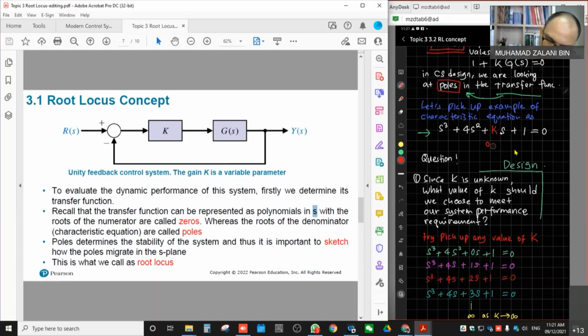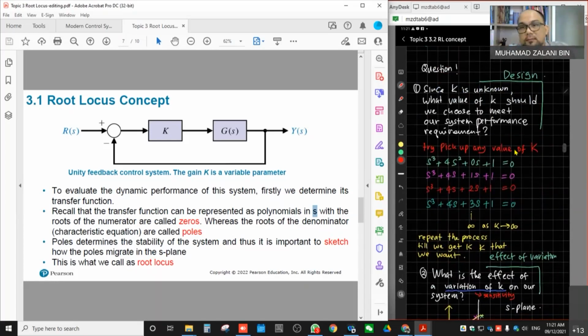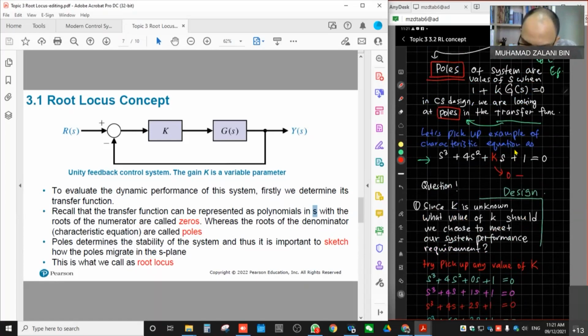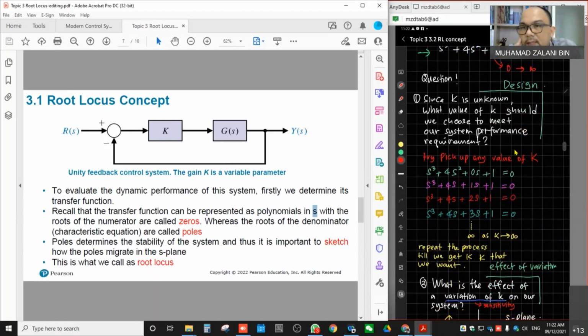Let me go slowly here. We have two questions here. In terms of design, when I want to vary the value of K from 0 to infinity, we can ask two questions. The first one, in terms of design: since K is unknown, what value of K should we choose to meet our system performance requirement? K is unknown, whether K equals 1, 2, 3, 10, 15, 20, 28, 17. We don't know its value. So we want to know what value of K makes our system meet the performance requirement.